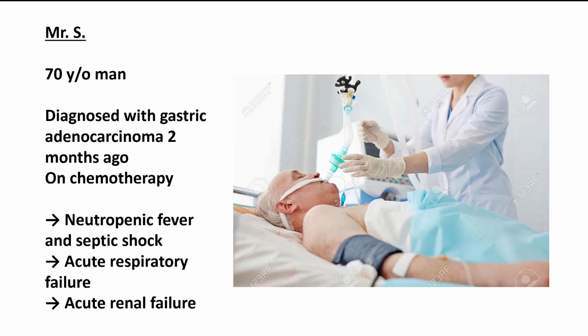Let's start with the patient, Mr. S. He's a 70-year-old man who was diagnosed with gastric adenocarcinoma 2 months ago, and he's currently on chemotherapy. He is admitted with neutropenic fever and septic shock, complicated by acute respiratory failure and acute renal failure. So where do we begin? Step 1 is the nutrition assessment.